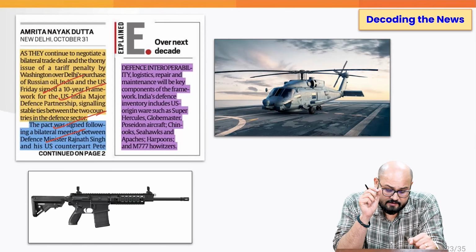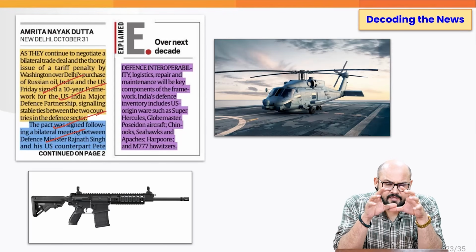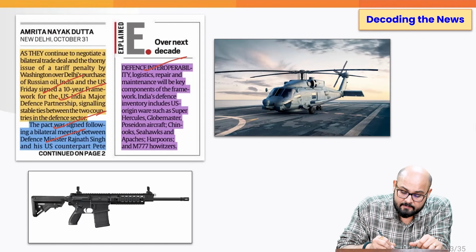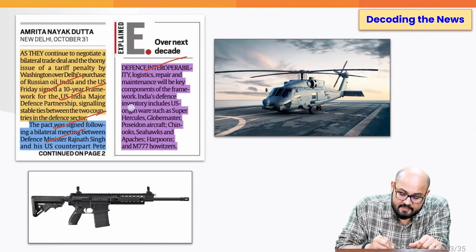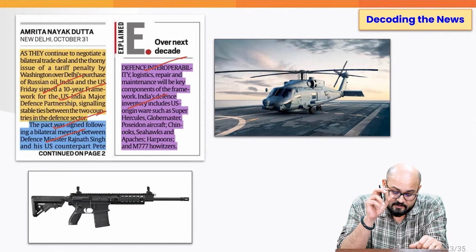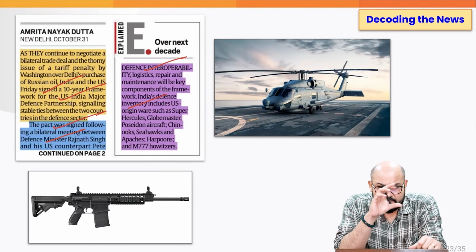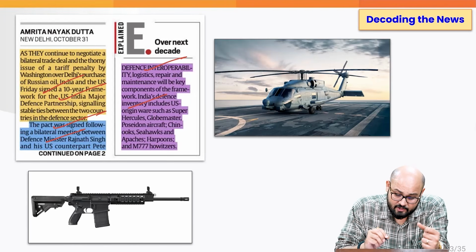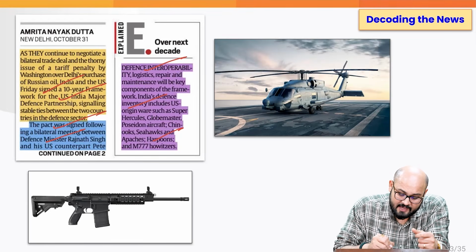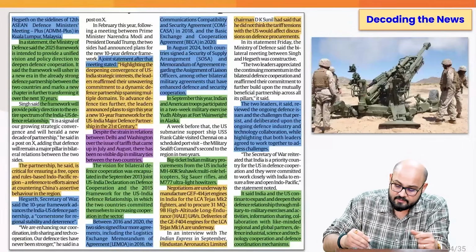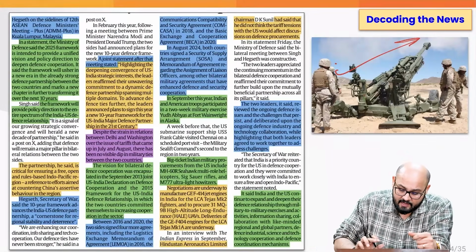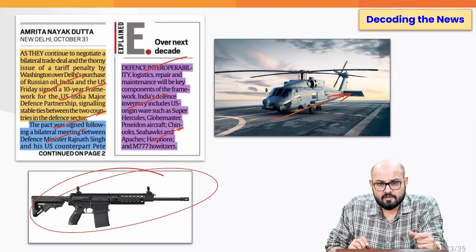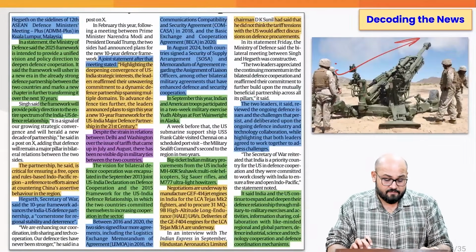Now, what you'll have to understand is that they are focusing upon certain key important areas. For example, defense interoperability, logistics, repair, maintenance will be the key components of the framework. India's defense inventory includes US-origin weapons such as the Super Hercules and Globemaster. These are transport aircraft. Then we have the Chinooks, the attack helicopters, for example, the Apaches, the Harpoons, and the M777 howitzers. So you can just look, this is the M777 howitzer, and we also have the MH-60R helicopter and the assault rifle also. So we'll have a joint partnership with respect to that.